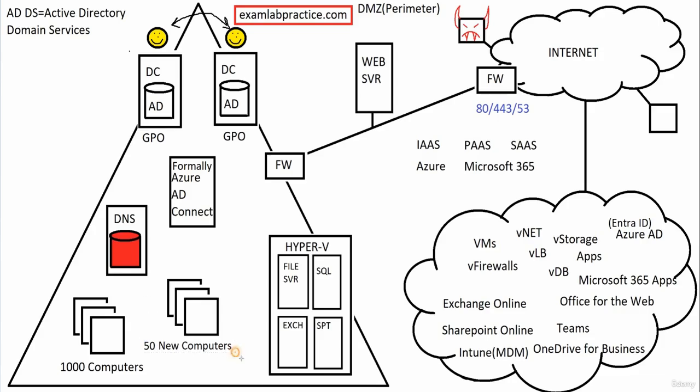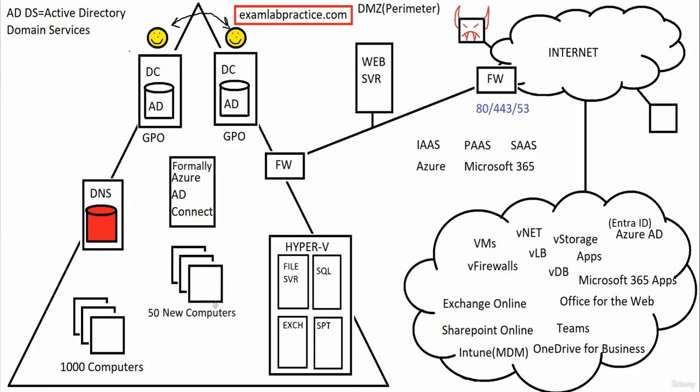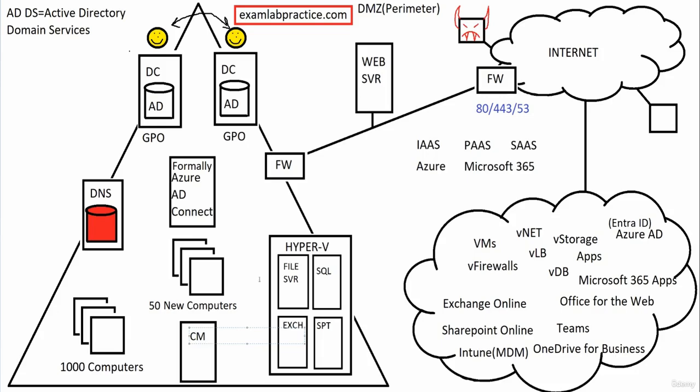So in the past, what we did, I'm just going to move this over a little bit. What we did, the most common way that a lot of companies did it, especially bigger companies, is they had a server called a config manager server. The name of this server has gone through a lot of changes over the years. Back in the 90s, it was called SMS.